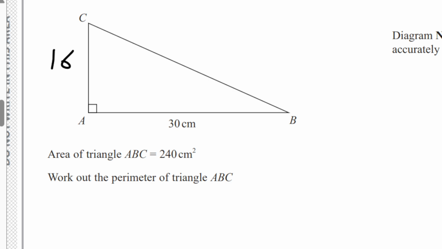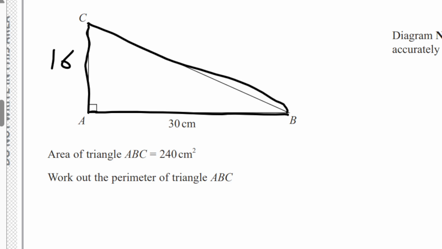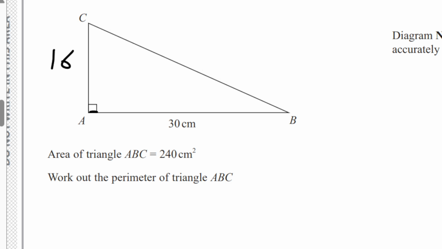Now the question asks you to find the perimeter. To find the perimeter, you need to add all the sides. 30 plus 16 plus this one, which we don't know. Since it's a right angle triangle, we'll use Pythagoras.